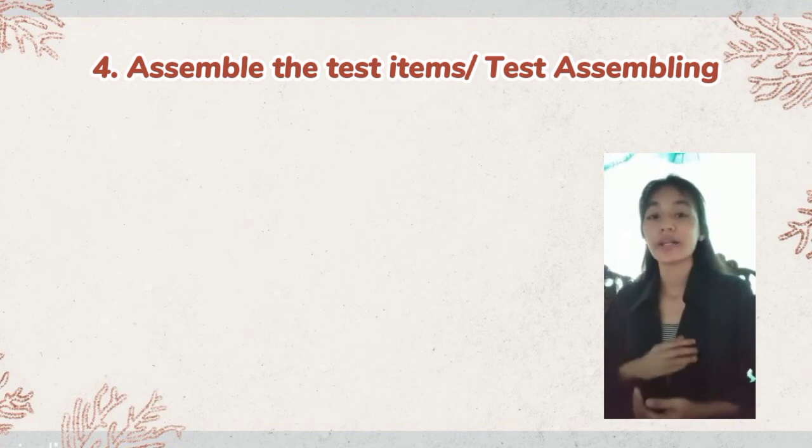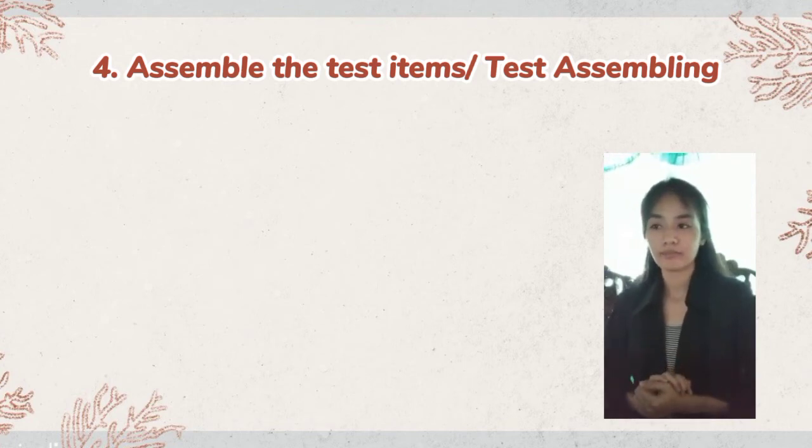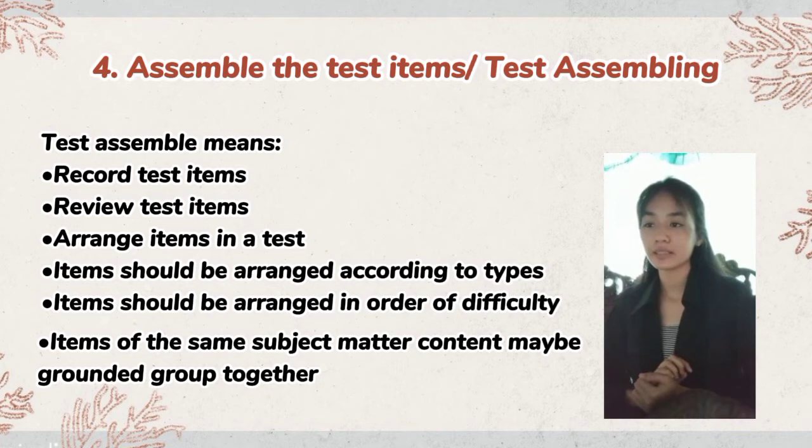Assemble the test, or test assembling. Test assembling means record test items, review test items, arrange test items. Items should be arranged according to types. Yes, it is needed. Next, items should be arranged in order of difficulty, from easy to difficult. Next, items of the same subject matter content may be grouped together.